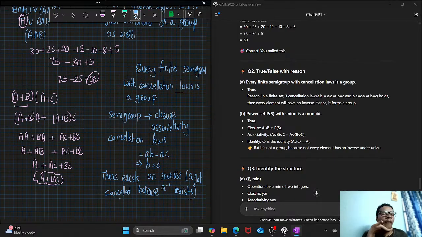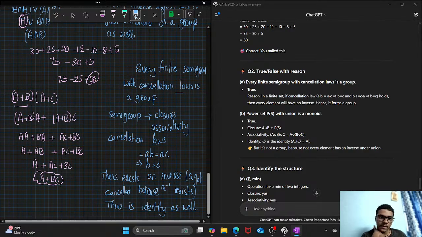And there is identity as well. Okay, monoid. It is closure. It is associative. It has identity. Set with union is a monoid.